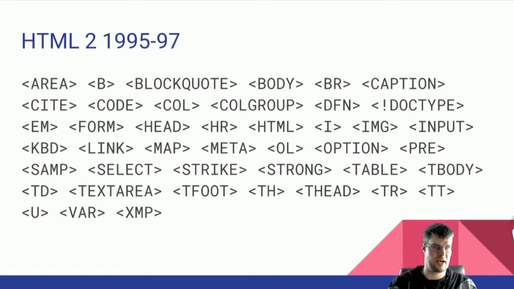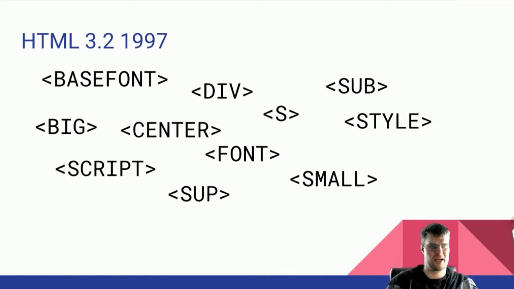And by 95 to 97 you add a little bit more structure to it, you got some form elements so you could actually send data back to servers and interact with the server in a much more meaningful way. And by 1997 we have pretty much gotten every element that HTML has today. We got some new script tags to handle JavaScript, we got some styling tags to have some CSS, and some fonts so we can handle those as well inside of our HTML.